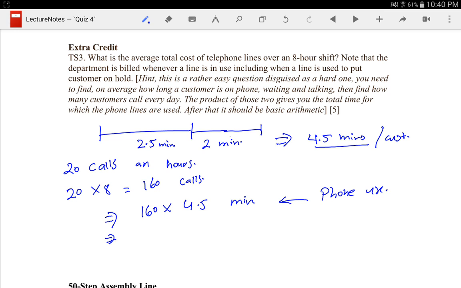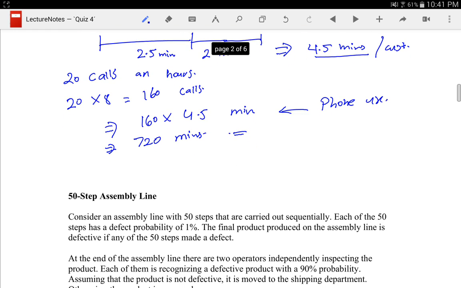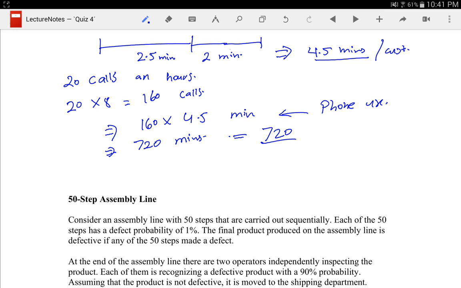160 multiplied by 4.5 is 720 minutes. Well, the phone is in use for 720 minutes. Well, 720 minutes divided by 60 is equal to 12 hours. So the phone is in use for 12 hours worth of talk time.